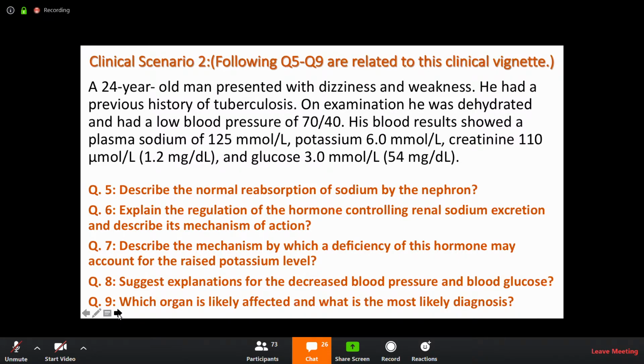The first question for this scenario is, describe the normal reabsorption of sodium by the nephron. Okay, I'll take this question. Floor is yours. Okay.